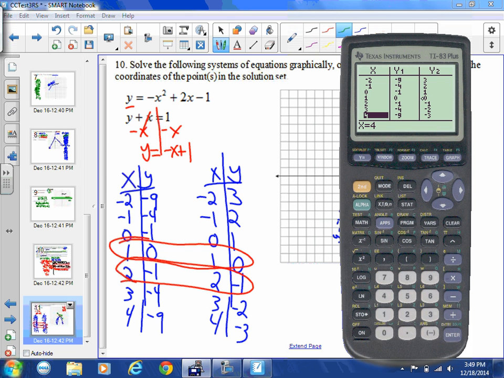Again, if they're not both in this table, you might have to go one up. This obviously is not a solution because these aren't the same. Or you might have to go one down. Again, not a solution because they're not the same.